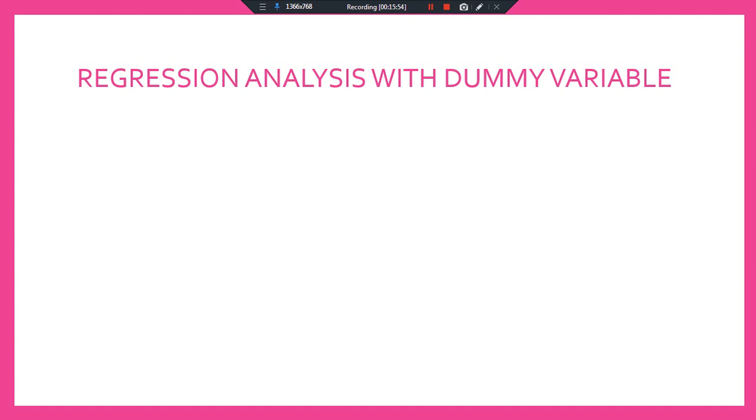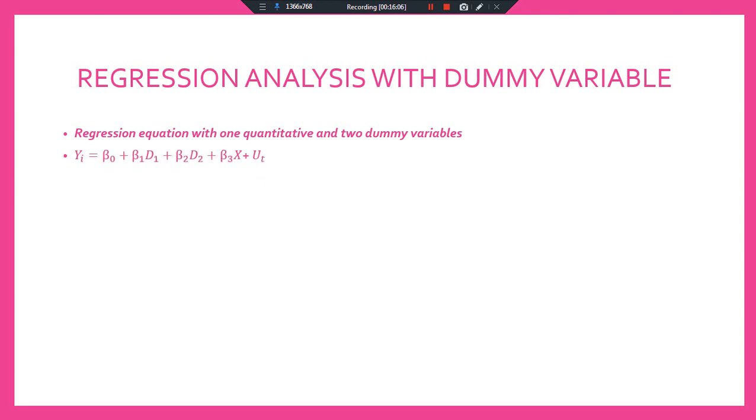Okay, we are discussing the regression analysis with dummy variables. So here, regression equation with 1 quantitative and 2 dummy variables. More important, 1 quantitative with 2 qualitative variables. Like here we have yi is equal to beta naught plus beta 1 d1 plus beta 2 d2 plus beta 3 x plus ut. So keep in mind, here we are going to find the salary of a male or female, and here we have included another category, that is white male or white female, or white or black.